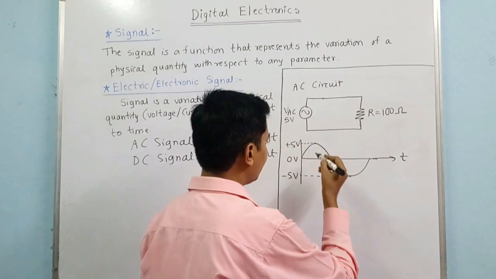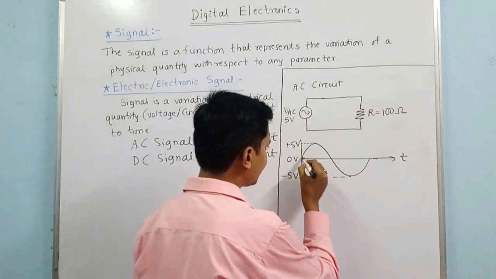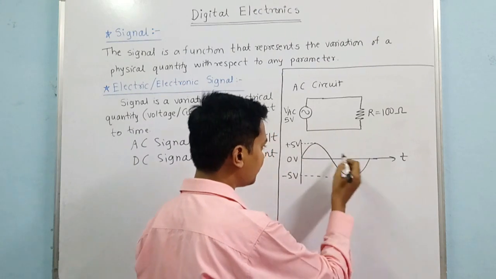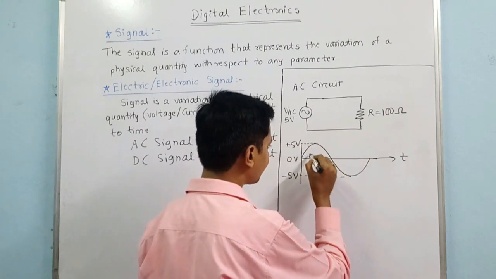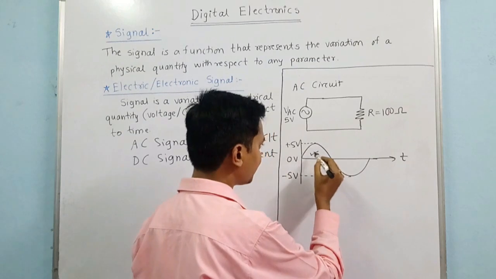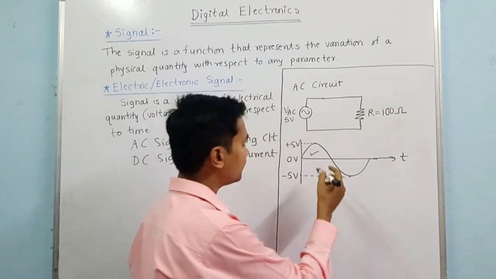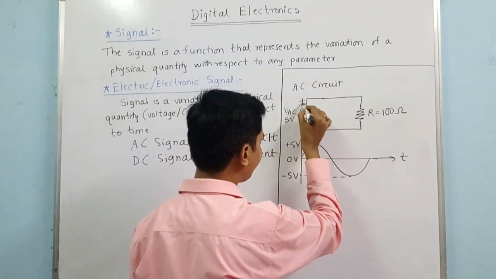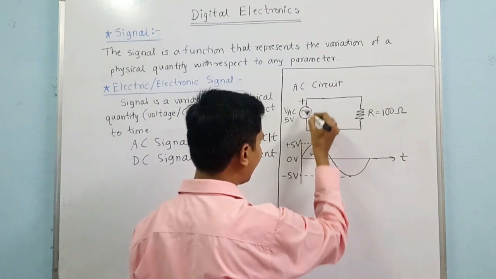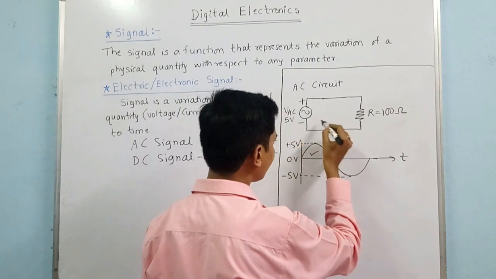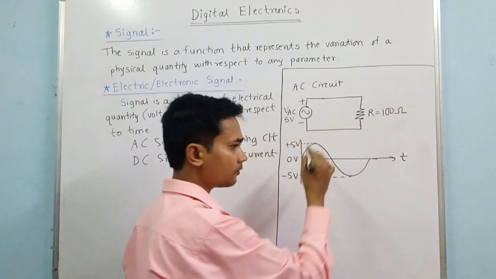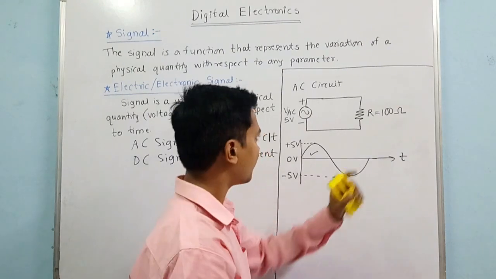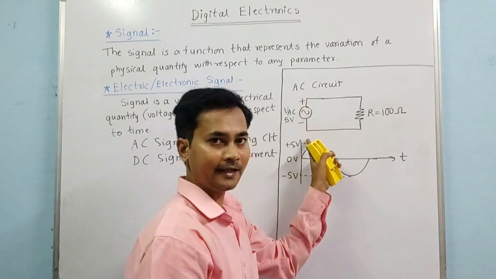Now when the positive half cycle of this AC signal is running, the polarity of this AC source will be such that the upper terminal is positive and the lower terminal is negative. The current always flows from higher potential to lower potential, or from the positive side to the negative side.